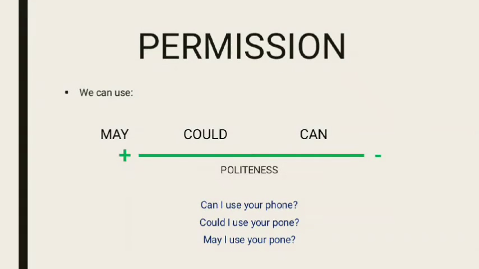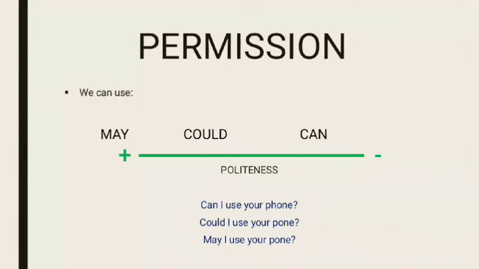Permission. In permission, we can use may, could, and can. Kalau misalnya kalian lihat ada garis di bawah seperti ini, nah di sini ada tanda minus, and then di sini ada tanda plus, di bawah ada politeness. This shows tingkat kesopanan ketika menggunakan ketiga kata ini.